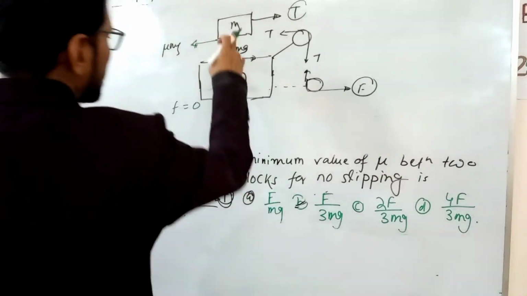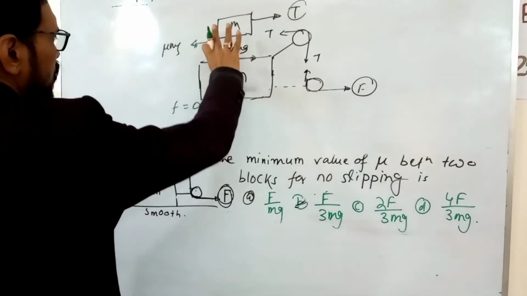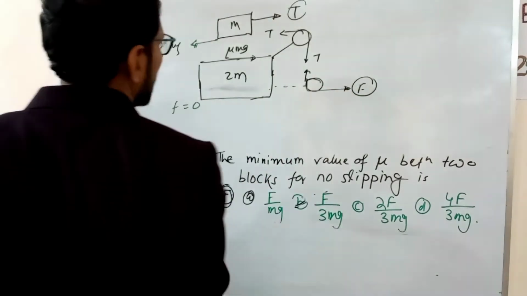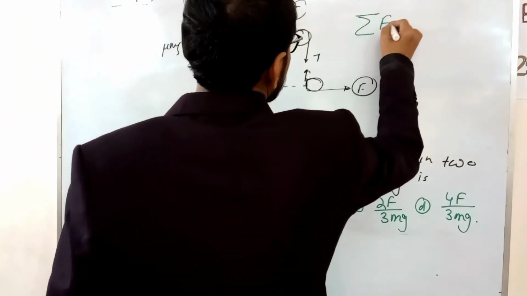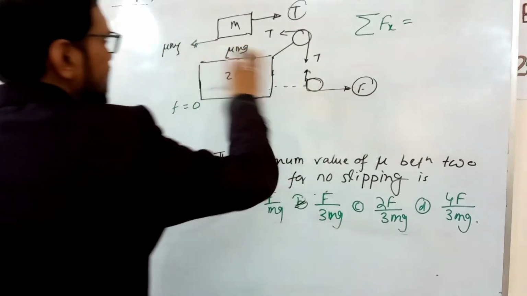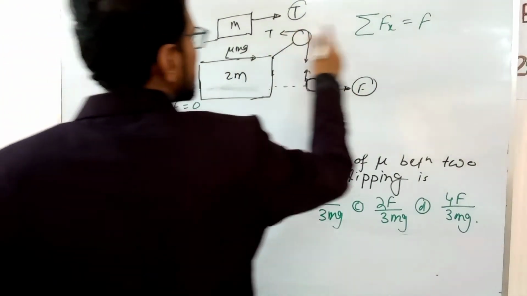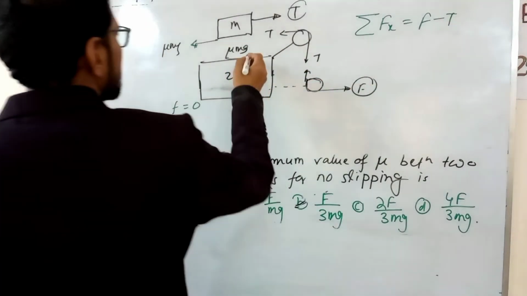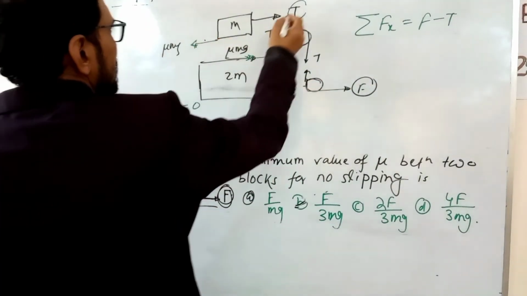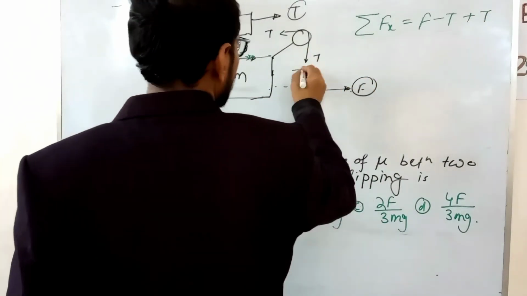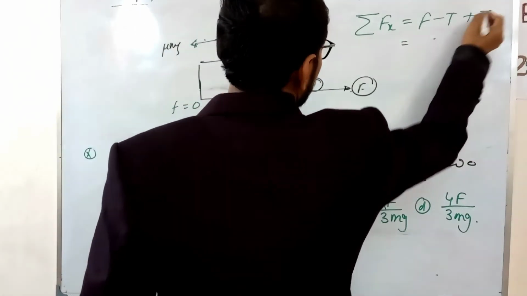Now as this block is not slipping, the whole system moves in this direction with force F. What is the net force acting on the system along the x direction? The net force is F along the x direction: F minus T, this and this cancel, plus T. As F equals T, the total force is F.